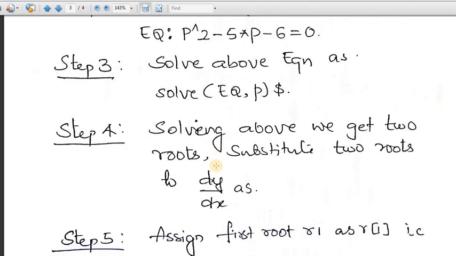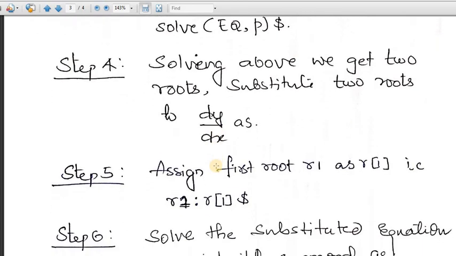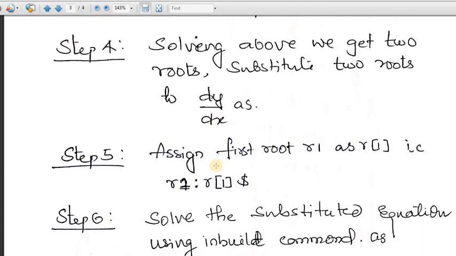Now after solving, there are two roots because we have solved a quadratic equation. It has two roots, r1 and r2. R1 is one root, the second root is r2, and the first root is p1, denoted as dy by dx. Now I will assign the first root. Step 5: assign the first root r1 as r of 1, that is r1 colon r of 1 dollar symbol.